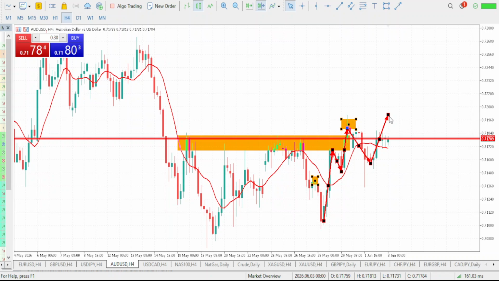We should still be expecting AUDUSD to push up and completely take out this high, thereby forming a new higher high. So more movement to the upside is what we should be expecting.